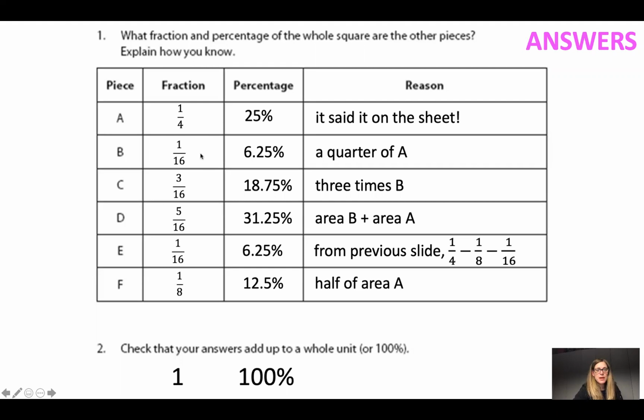1/16, same as B, 6.25%, and then you can see 1/4 subtract 1/8 subtract 1/16, and finally F 1/8 or 12.5%. Remember, that's one of those percentages I would like you to commit to memory, and half of area A. Double check that it all adds up. Your fractions sum to 1 and your percentages sum to 100%.